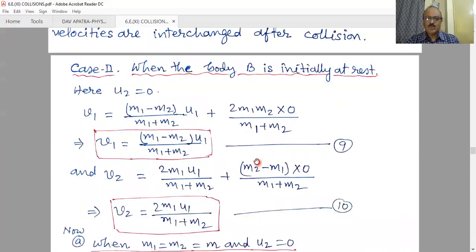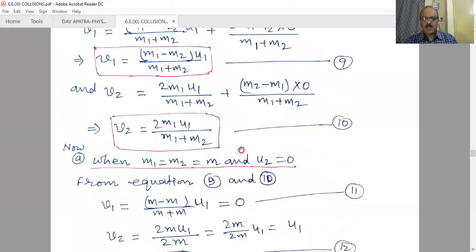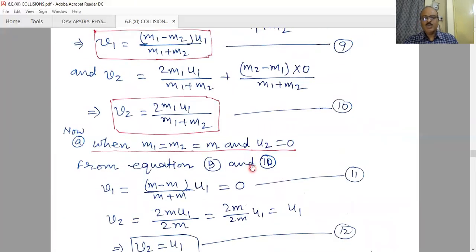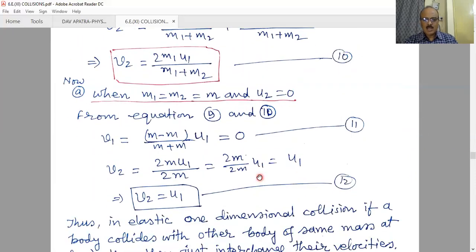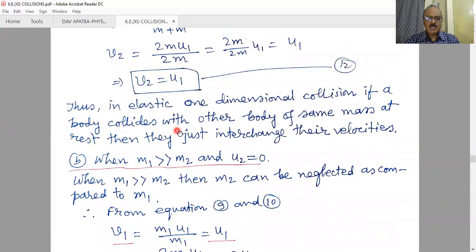In the above cases, it is not necessary that the second object be at rest, but it is prominently observed. If one object strikes another object which is at rest, their masses are equal, and the collision is elastic, then you will observe that the moving object comes to rest at the same position, and the second object, which was initially at rest, moves with the velocity of the previous one.